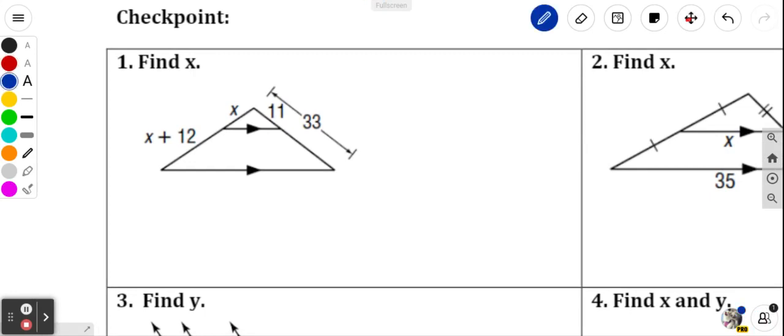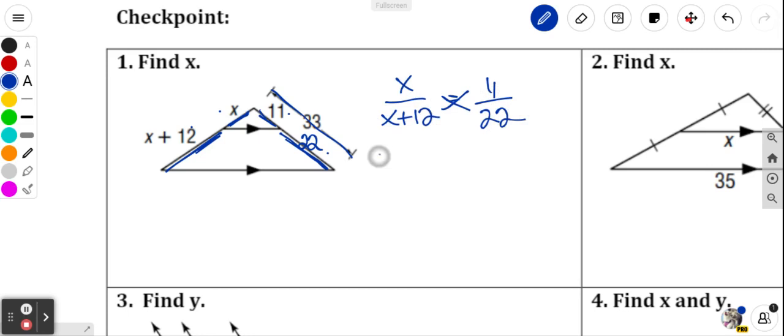Okay, so number 1, we have this triangle. So you're going to use triangle proportionality. So 1, 2, 3, 4. Those 4 segments are proportional. Notice they gave us this whole thing is 33. So if I do 33 minus 11, that's going to be 22. So then we can use these 1, 2, 3, 4 pieces in my proportion. So you could do like x over x plus 12 equals 11 over 22.